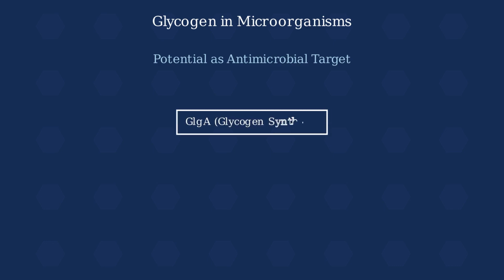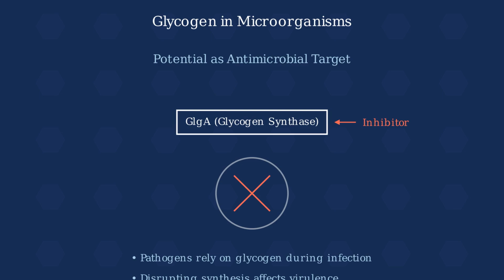Targeting enzymes involved in glycogen metabolism, such as glycogen synthase GlgA, could disrupt bacterial survival mechanisms. Many pathogens rely on glycogen stores during infection processes. Disrupting glycogen metabolism could affect virulence and offers potential for developing new classes of antibiotics.